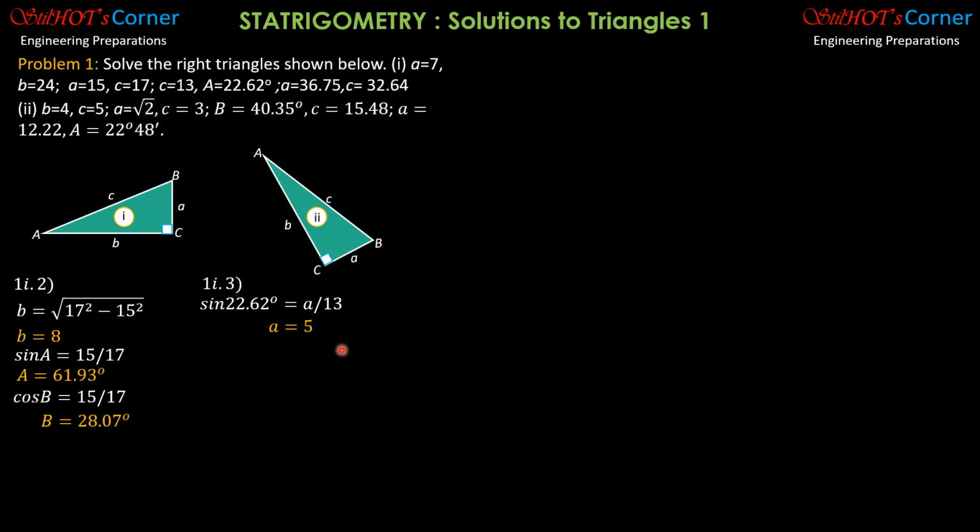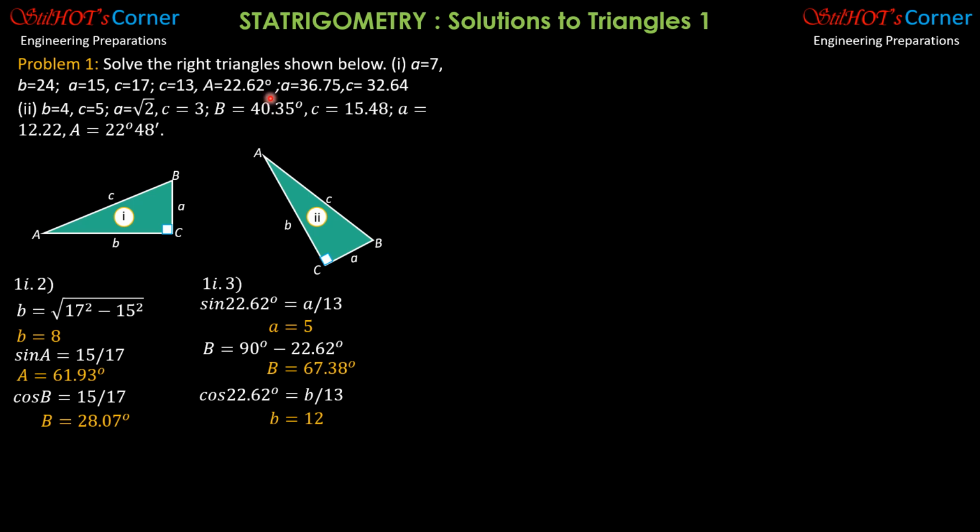Then to solve for angle B, angle B is equal to 90 degrees minus 22.62, so angle B is 67.38 degrees. Then cosine of A, 22.62 degrees, equals adjacent to A, which is B, over hypotenuse C, 13. B is 13 cosine 22.62 degrees, so B is 12.